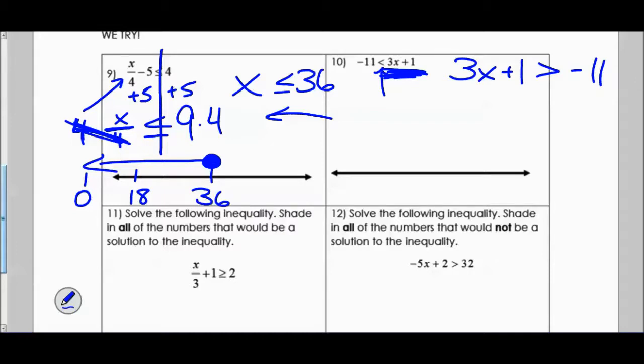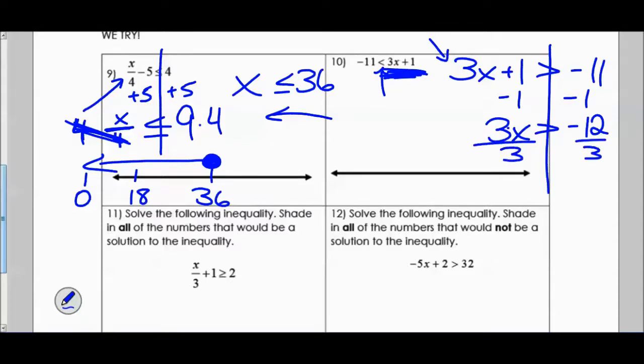I'm going to solve it this way by getting rid of whatever's not directly attached. The 3 is directly attached, so I'm going to get rid of that plus 1 by subtracting 1. It gives me 3x is greater than negative 12. And 3x is really multiplication. I want to undo multiplication by dividing. So x is greater than negative 4.